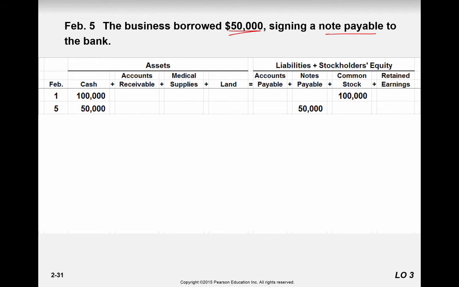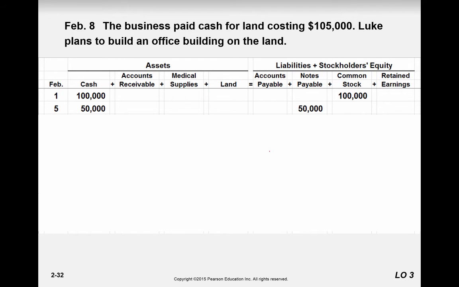Now we borrowed $50,000 on a notes payable. So our cash gets increased and our notes payable gets increased. And recall the notes payable has a promissory note. Now we paid cash. Cash is always the easiest item to consider. So if we look at paid cash for land costing $105,000 where we want to build an office building on. So here we paid cash, so this is going down, and we have land. Again, note that it's all on the asset side. One is down and one is up, so the net effect is 0.